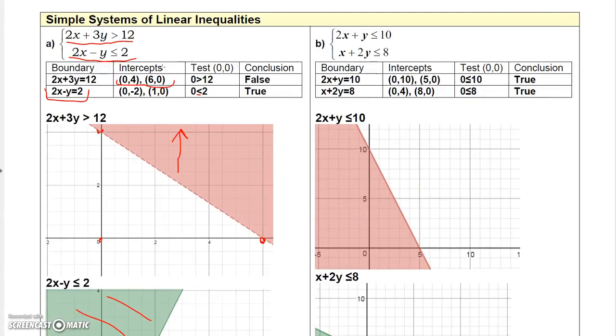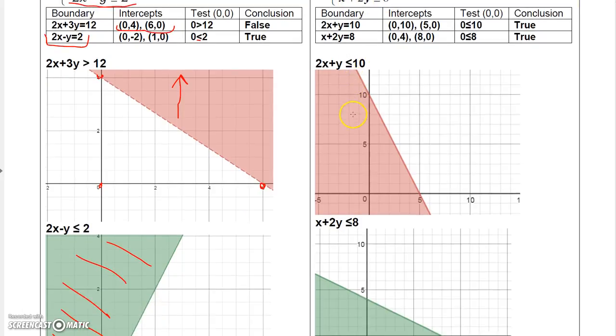Okay, so now I'm going to slowly go through the next example, and I'm going to leave this for a practice problem for you to do, and I'll just summarize it for you. So I have 2x plus y is less than or equal to 10, x plus 2y is less than or equal to 8. So I took the boundary. Notice I graphed the first boundary here.